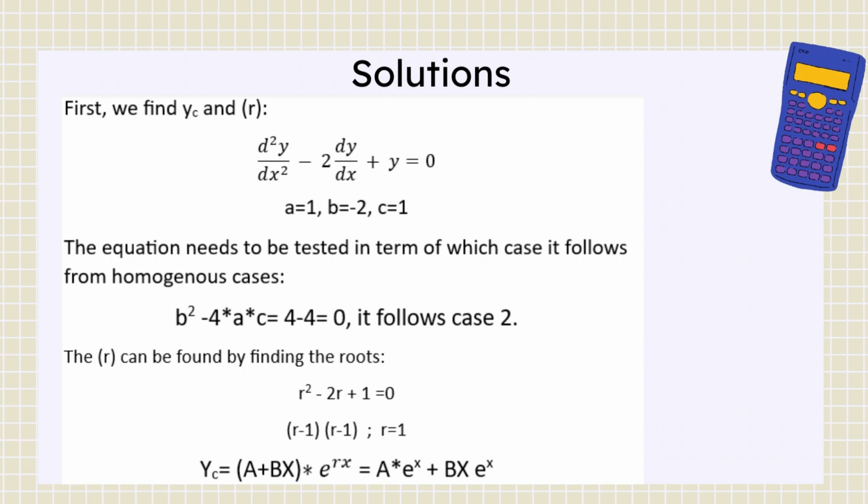As you see here, we change the whole equation from a differential equation into a normal problem, which is r squared minus 2r plus 1 equals 0. And we need to find the root of r, which is r minus 1, the only root we can find, which makes r equal to 1. So now we already have the value of r.